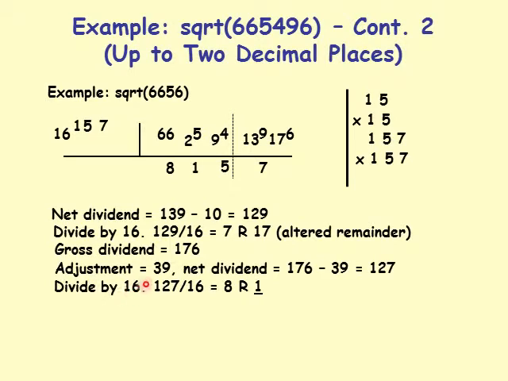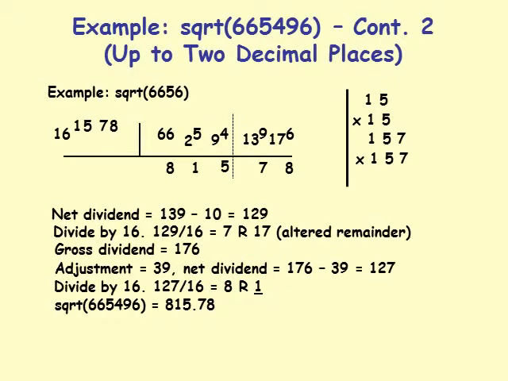Let's continue here. Now we're going to divide again. 127 divided by 16, I just use a negative remainder now: 8 remainder negative 1. So 8 goes in here. I'm going to forget about doing any more because we are doing it up to 2 decimal places. This is the second decimal place, and I'm perfectly happy with using a negative remainder here.